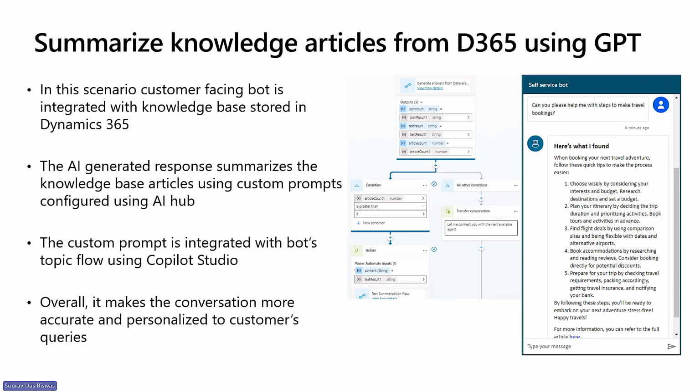Technically speaking, the custom prompt is integrated with the topics flow, which is configured using Copilot Studio. Overall, the integration provides the customer with more accurate and personalized information. As you can see in this diagram, there is an action which we expose to search knowledge-based articles and return the different articles. So we'll see it in action in the next demo.